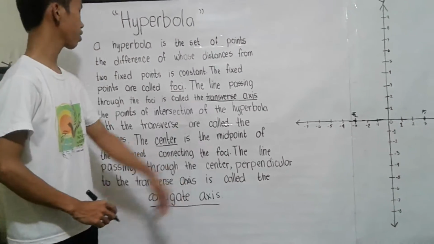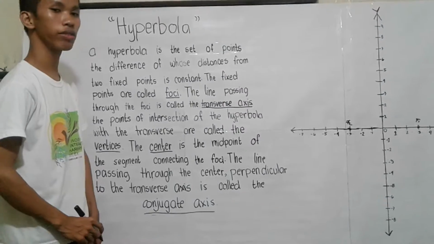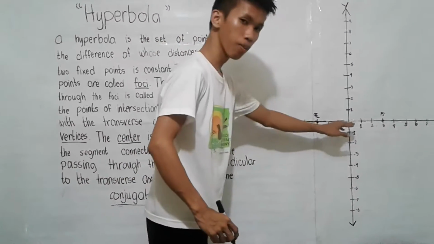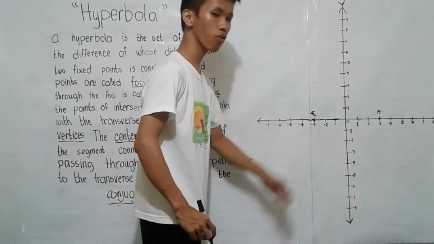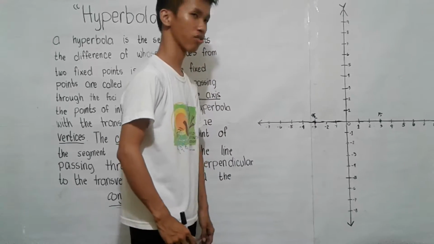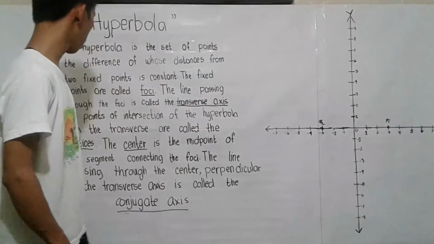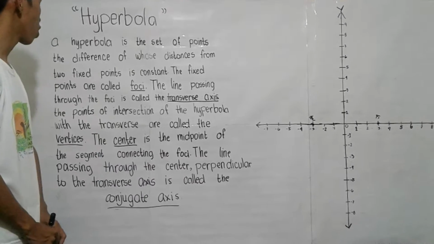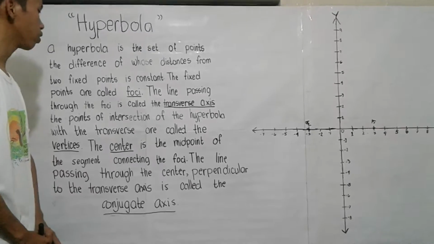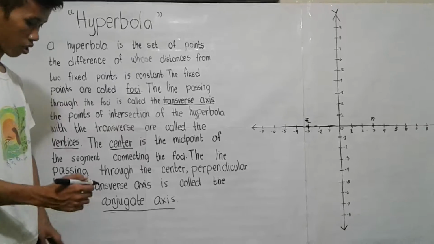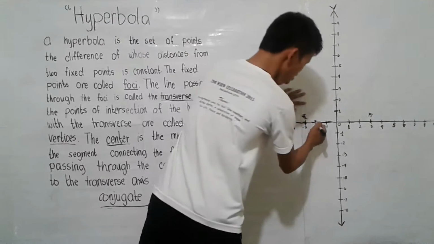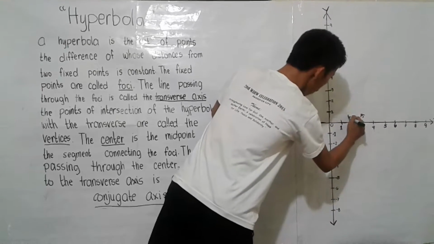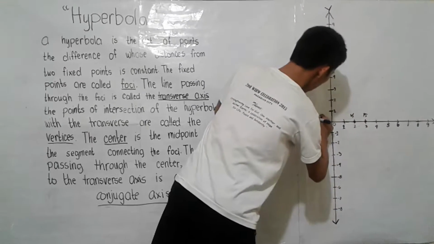The line passing through the foci is called the transverse axis. So this line that passes through the two foci is called the transverse axis. The points of intersection of the transverse axis are called the vertices. So this is vertex 1 and vertex 2.